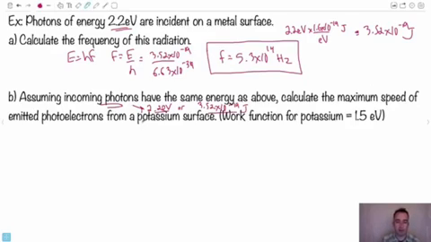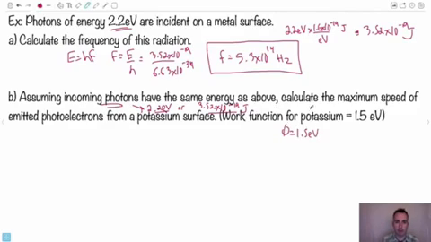And this time we're considering a surface of potassium, which is element number, what is that? Well, the element symbol is K, isn't it? But potassium. Now we're told the work function is this. So this is the important part. We know the work function is 1.5 eV.